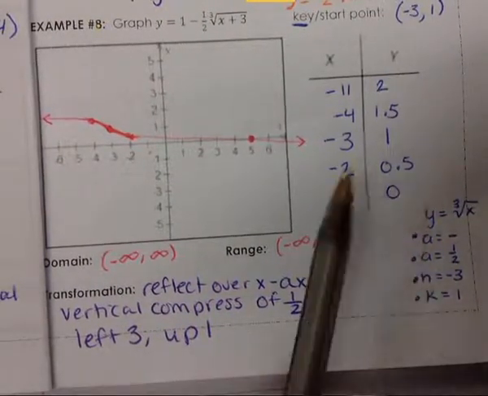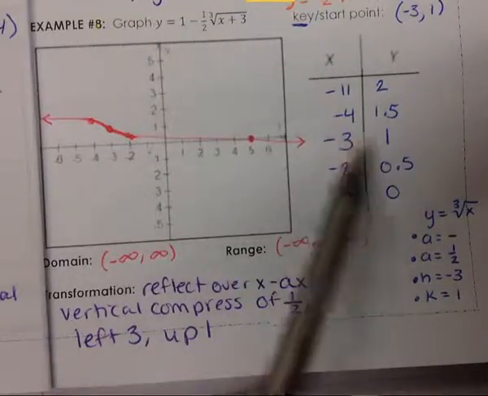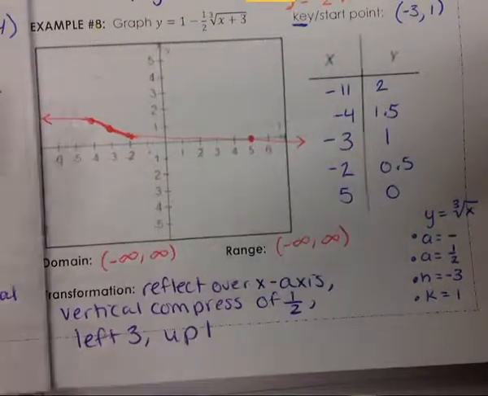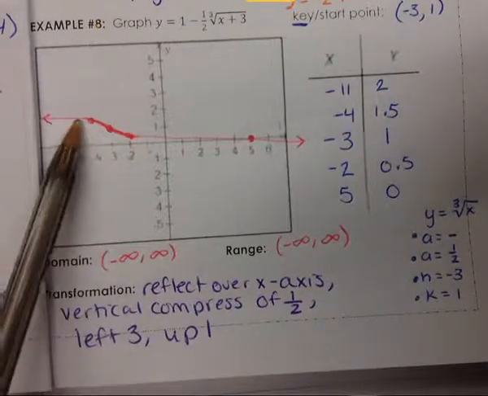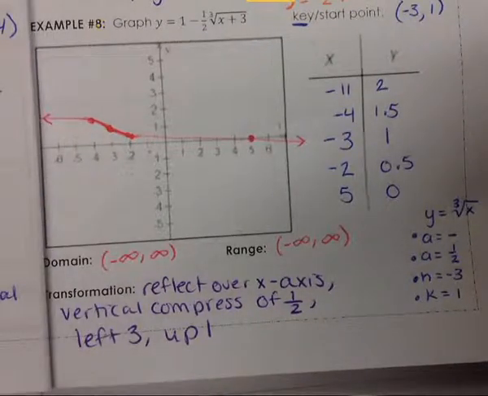So again, because it's a cube root, we have a key point, which is why we put it more like the vertex, because it's where the middle of the graph is, where it changes its curvature. That's why instead of a start point, we've called it a key point.